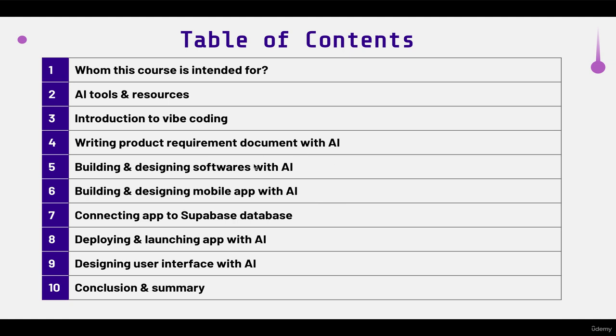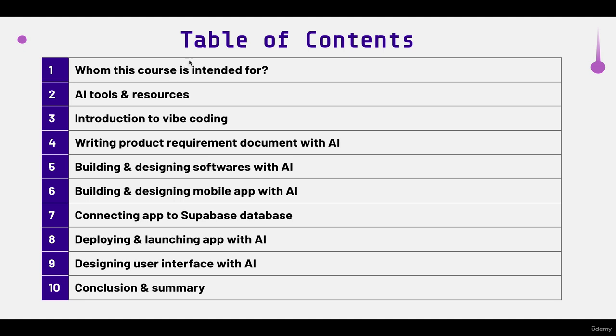Okay, now let's get started with the first chapter, whom this course is intended for. In this chapter, we are going to answer this particular question. I'm going to explain my intention behind creating this course. I'm going to explain who my main target students for this course are. And obviously, if you are interested in vibe coding, if you are interested in building applications or software using generative AI, this is definitely the right course for you, because that's exactly what you are going to learn in this course.